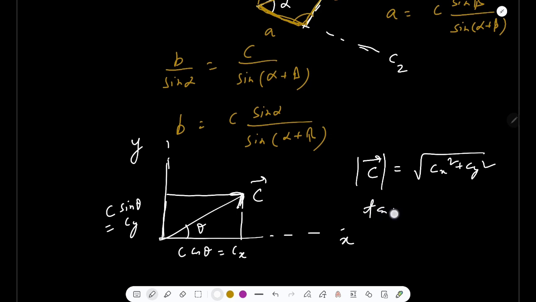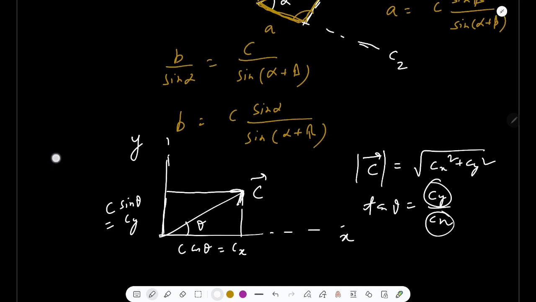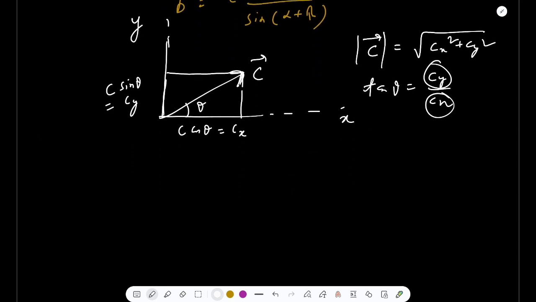Tan theta, you can find tan theta here, that will be Cy upon Cx, and you can do many things. These are scalar components. This Cx and Cy are scalar components of vector C. And the advantage of using scalar components is that we can add or subtract vectors using their components.